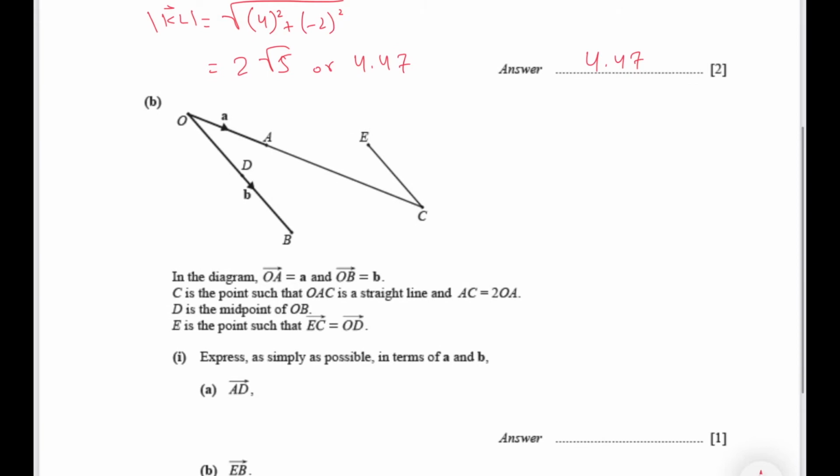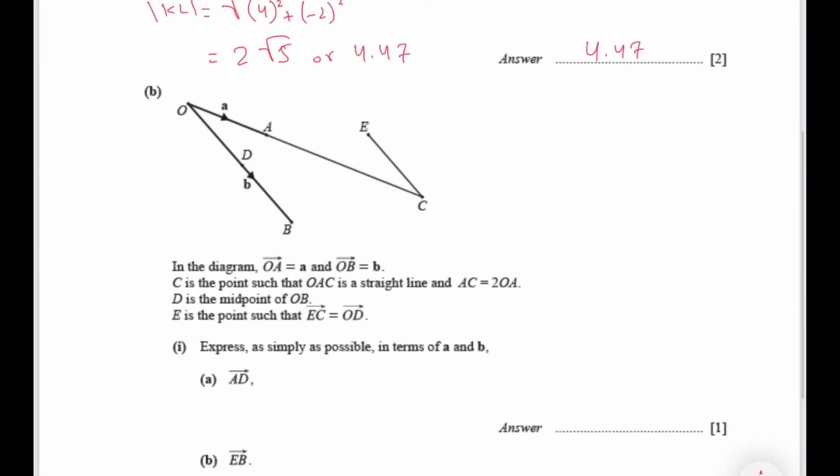In the next part, they've given us a diagram. In the diagram, OA is a, the vector OB is b, C is the point such that OAC is a straight line and AC is equal to 2OA. That means OA is over here, this is a. That means this can also be further broken down into two different parts. D is the midpoint of OB. Now D is over here, and since OB entirely is b, OD would just be 1/2 b. E is the point such that EC is equal to OD.